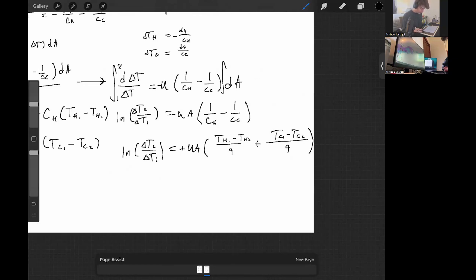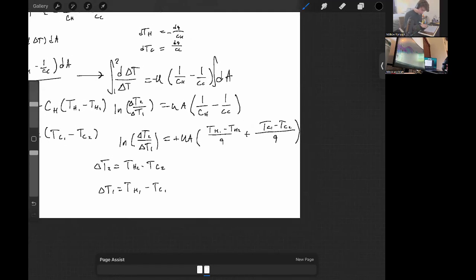So now what we're going to do is define our changes of temperature. We're going to say that change of temperature 2 is actually equivalent to T of H2 minus T of C2, and that delta T of 1 equals T of H1 minus T of C1, which makes sense in terms of change of temperature.